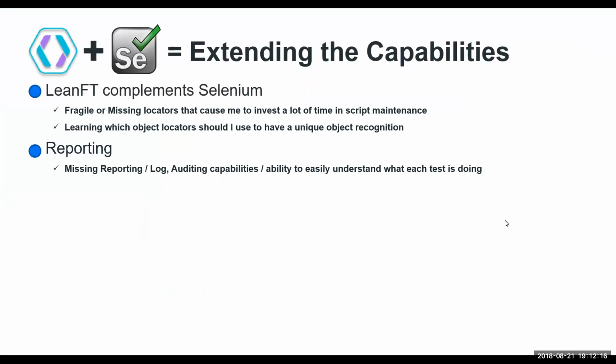So exactly how does it work with Selenium? The way LeanFT works with Selenium, and we'll get a clearer picture of this in the demonstration, is that it handles a couple of those challenges we talked about: handling missing locators to reduce the time it takes to maintain those scripts, uniquely identifying those objects, and easily providing reporting. Maybe you have a Selenium project with a reporting framework in place already. This could make it easier, or it could be used for projects where there's no framework there, and we'll see how easy that is to create.